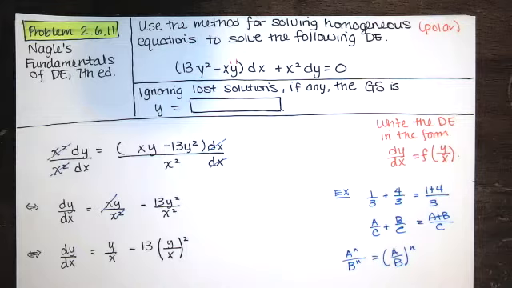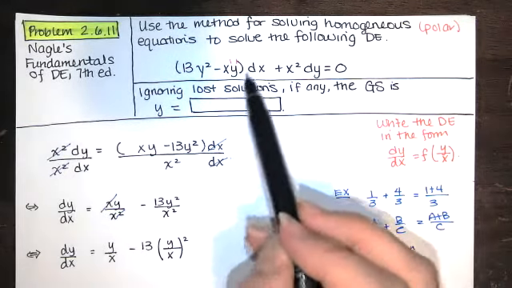In this video, we solve problem 2.6.11 from Nagle's Fundamentals of Differential Equations, 7th edition. We're asked to use the method for solving homogeneous equations to solve the following differential equation. And this time they're referring to homogeneous polar differential equations.